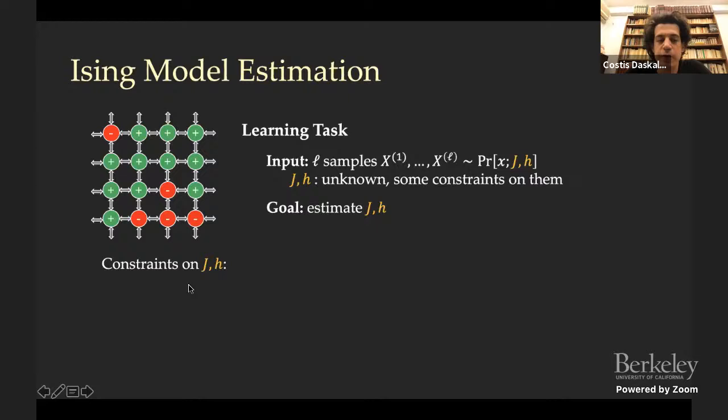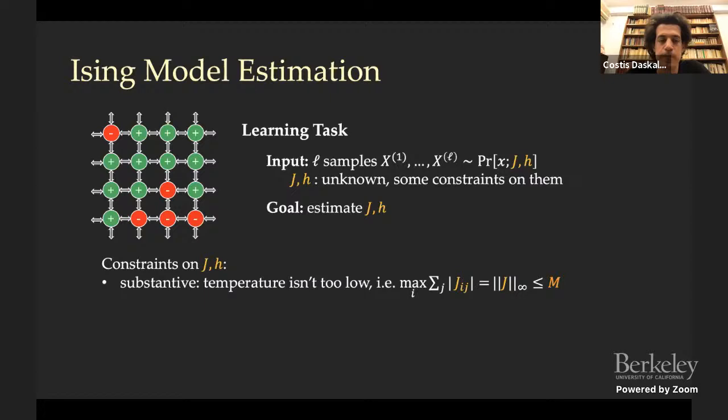What types of constraints would you impose on these parameters for the problem to be on the tractable side? A standard assumption is that the temperature, which relates to the infinity norm of this interaction matrix, isn't too low. This thing here is basically the inverse temperature of the model. So we need an upper bound on the inverse temperature. That's a standard assumption that has been made in recent work in TCS for learning Ising models. And it's an important assumption.